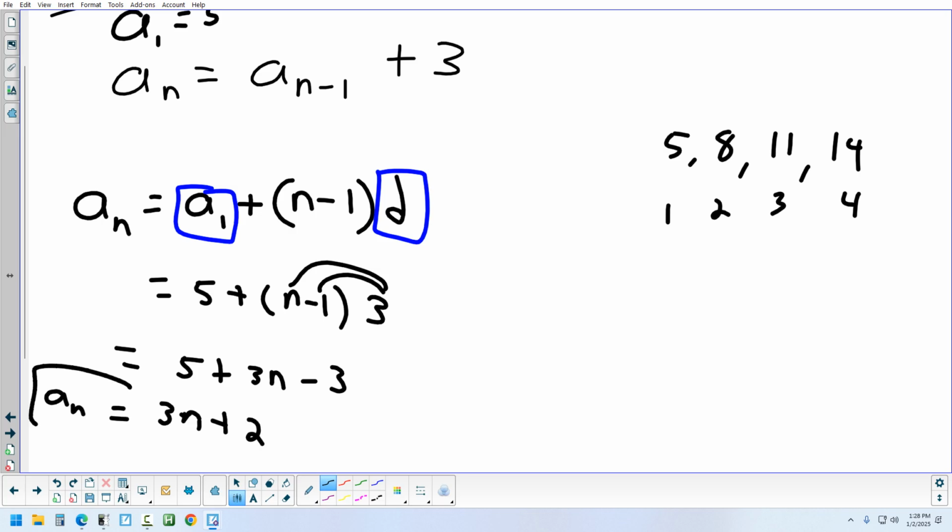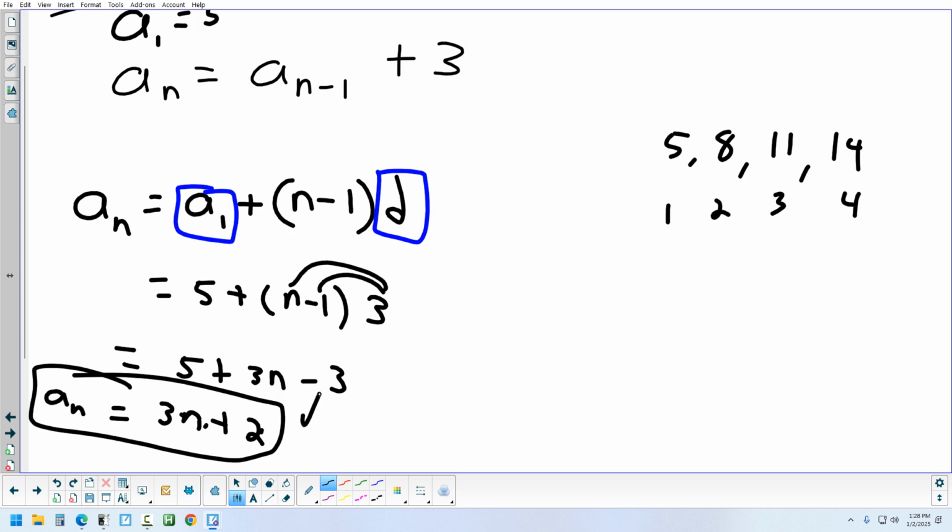So we can check our formula by plugging in a number and seeing if it works. If we plug in 4, we should get 14. Let's see. What's 3 times 4? 12. 12 plus 2? 14. Perfect. Let's check it for 3. What's 3 times 3? 9. 9 plus 2? 11. So it seems like it works. So now if I wanted to know the 100th term, it's going to be 302. Very easy to find.